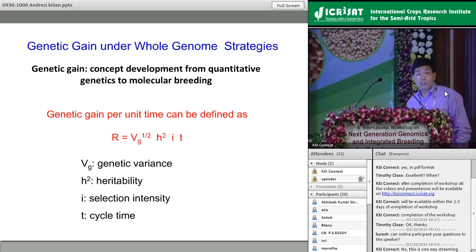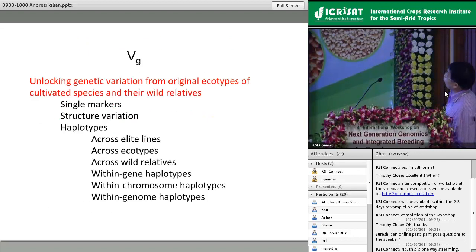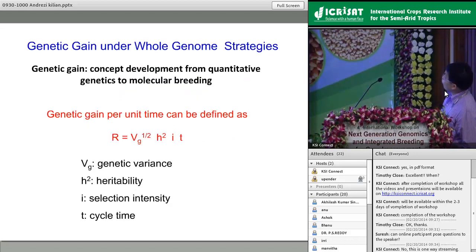So how do we judge the selection effect? We use genetic gain, a basic concept to measure our selection response. We have experienced the concept develop from quantitative genetics to molecular breeding. There is a formula to judge the genetic gain per cycle, per unit time, which includes genetic variance, heritability, selection intensity, and the cycle time.